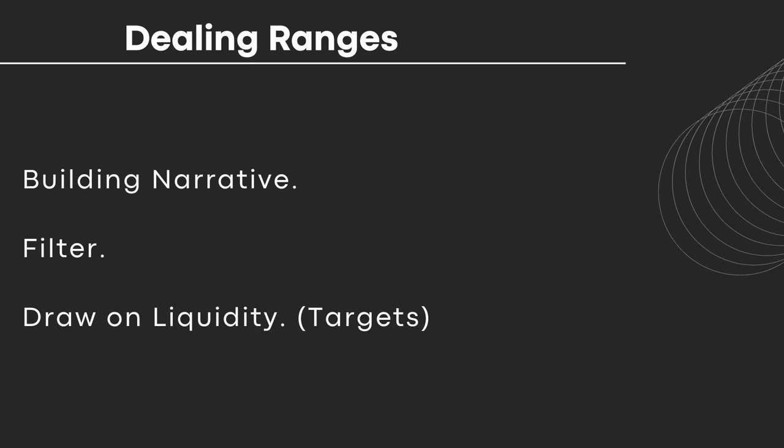The third aspect of the dealing range is that it can be used for determining and refining your draw on liquidity. Let me tell you how. For example, if you are in a bullish market condition and you've got a bullish dealing range, we know that in a bullish market condition, price will tend to retrace to a discount key level before moving higher.